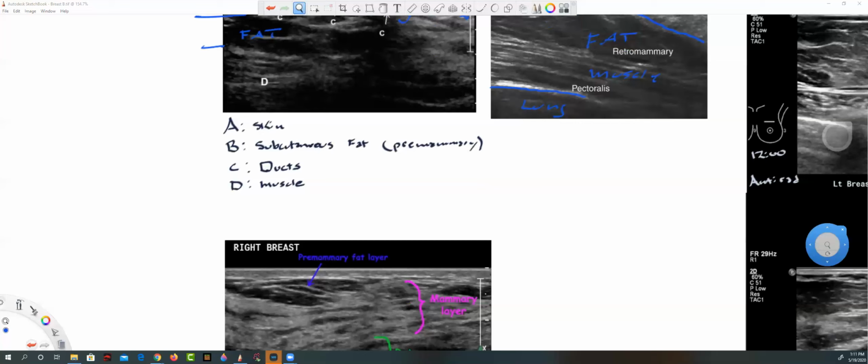The exception to the rule is two things. One, nulliparity. If you've never had children, you tend to hold on to the mammary layer longer. And two, if you've never had children and you're on hormone replacement therapy, then you're going to hold on to that layer longer. But eventually it goes away. There's only so much hormone therapy you can do.